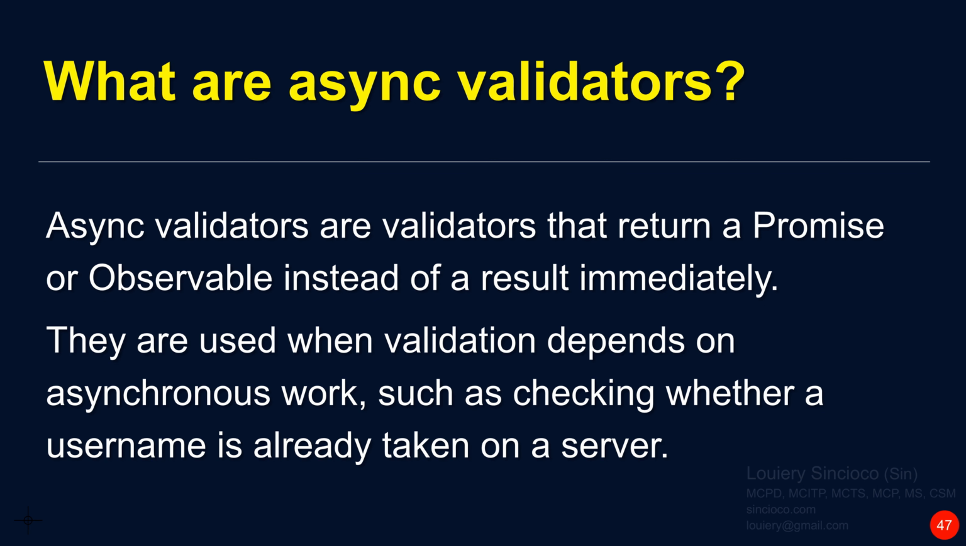What are async validators? Async validators are validators that return a promise or observable instead of a result immediately. They're used when validation depends on asynchronous work, such as checking whether a username is already taken on a server.